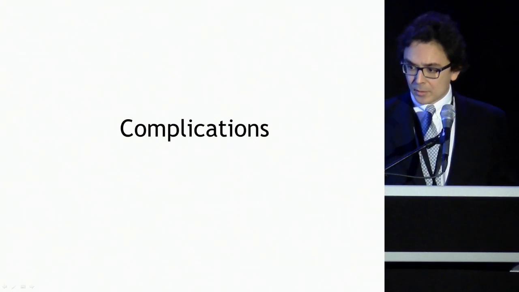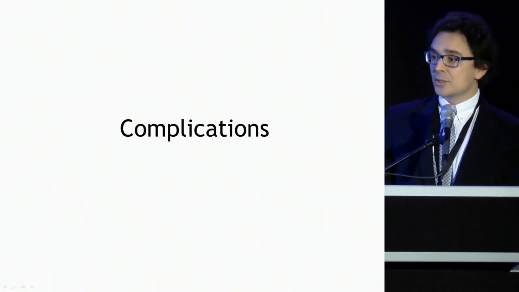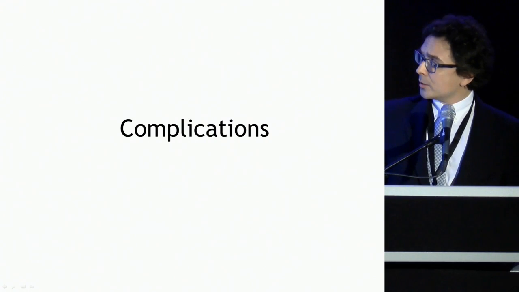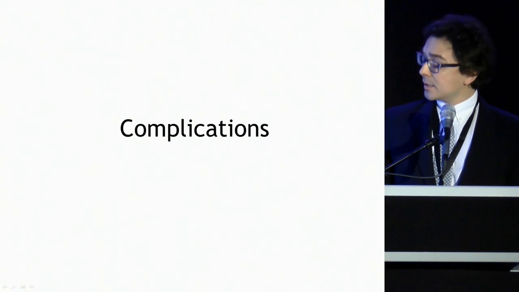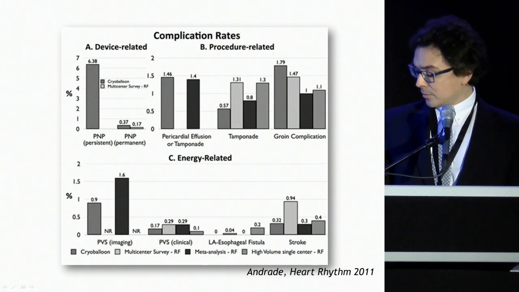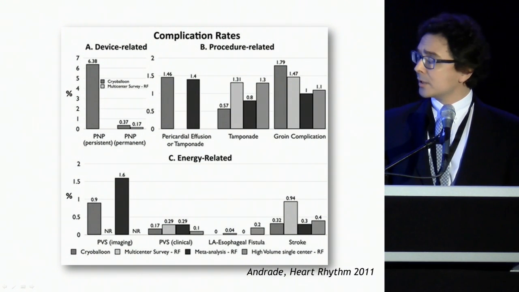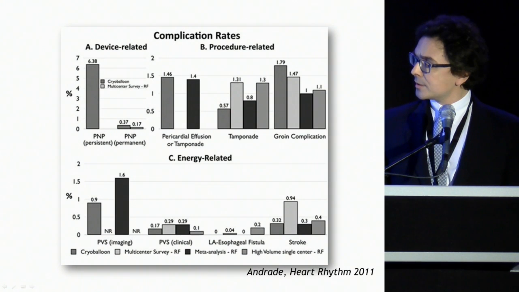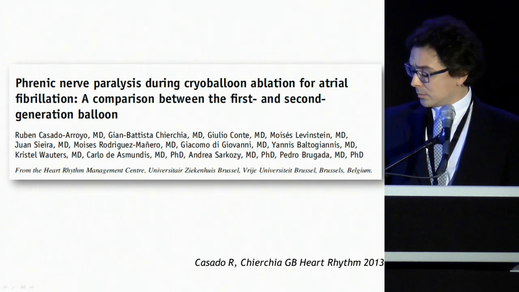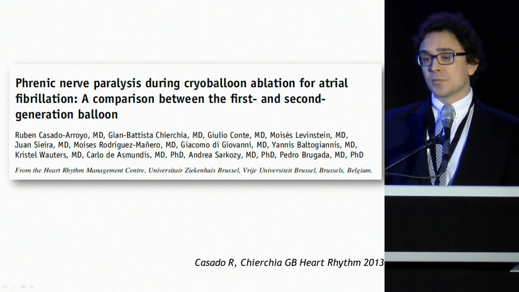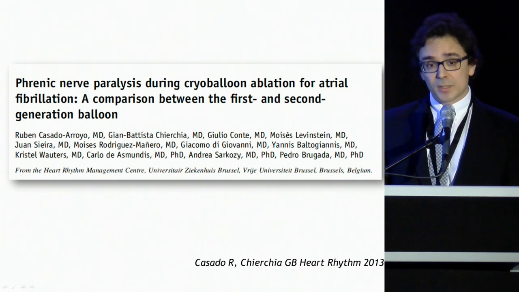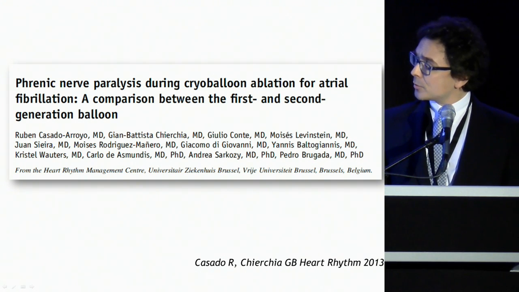What about complications? Now, you know that cryoballoon ablation is associated mainly with one typical complication, which virtually only appears during balloon-based technologies, which is phrenic nerve palsy, right-sided phrenic nerve palsy, although left-sided phrenic nerve palsies have also been demonstrated sometimes. This was a paper we published in Heart Rhythm, and we compared the incidence of phrenic nerve palsy between our last patients with the first-generation cryoballoon and the incidence with the second-generation balloon.